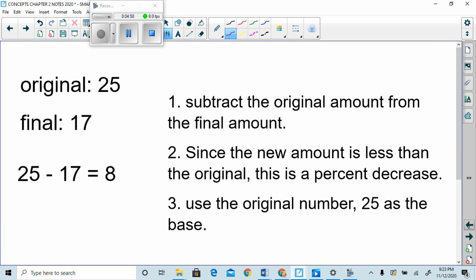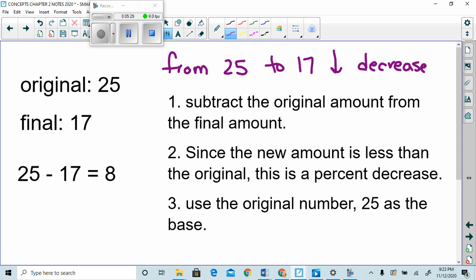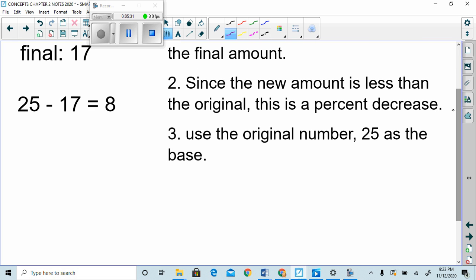Let's do some more. The original amount is 25 and the final amount is 17. We're going to be subtracting again. And they sometimes will tell you to subtract one from the other. I always subtract the lower number from the higher number without getting those negatives. So we know that the numbers are going down. So we're going from, again, let's spell this out, from 25 to 17. Numbers are going down, so this is going to be a decrease. Since the new amount is less than the original, this is a percent decrease.